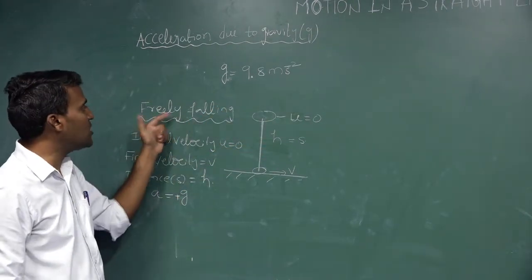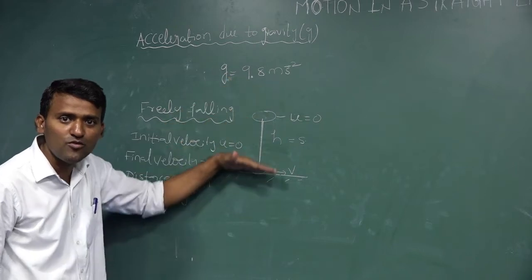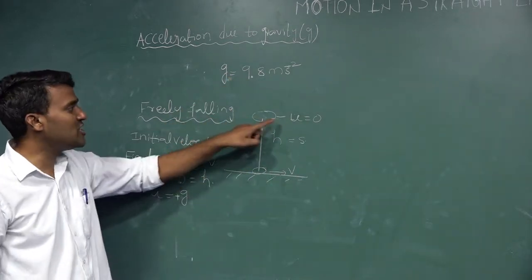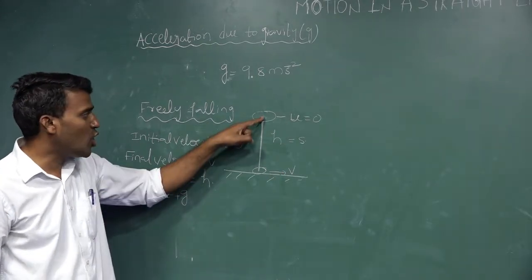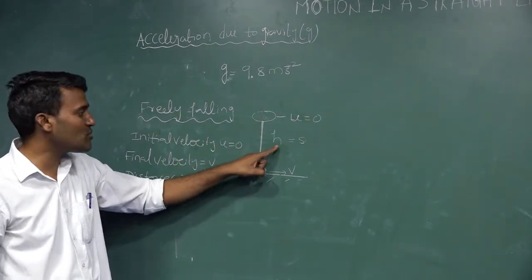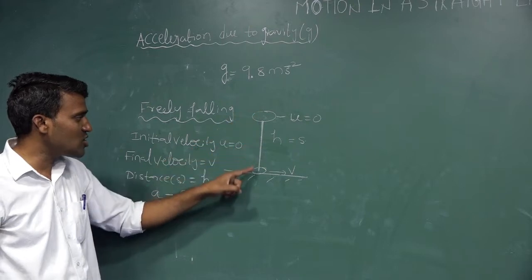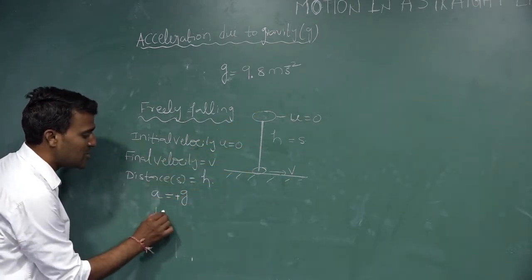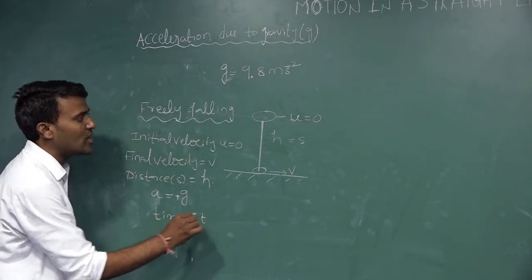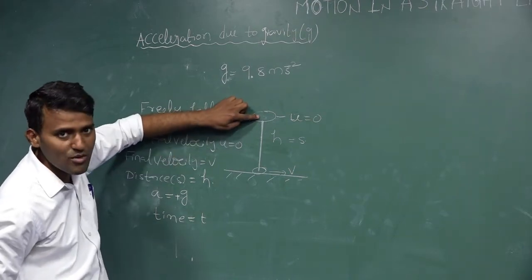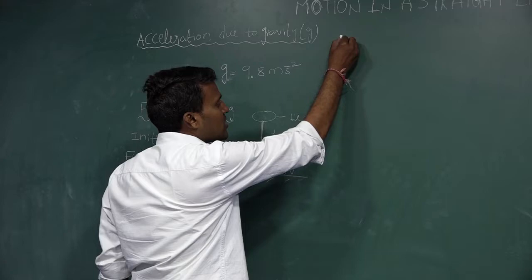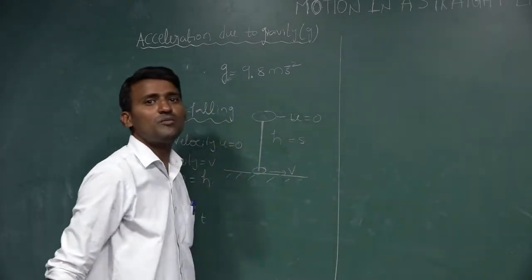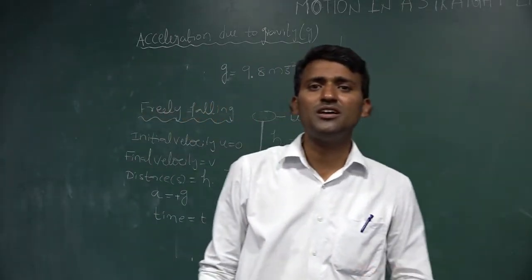Because it is a freely falling body, the initial velocity is 0, final velocity is v, the distance covered is the height h, and a is equal to g. In a time interval t, it travels from maximum height to the ground, isn't it? So how will the equations of motion change?